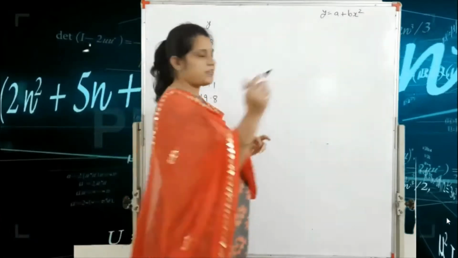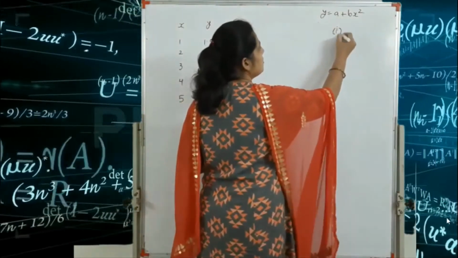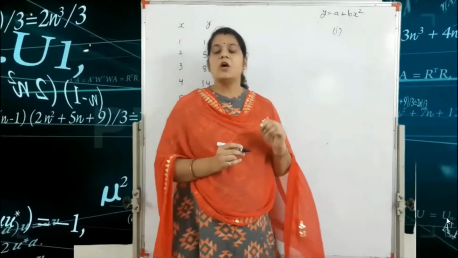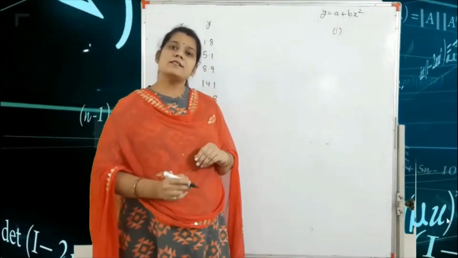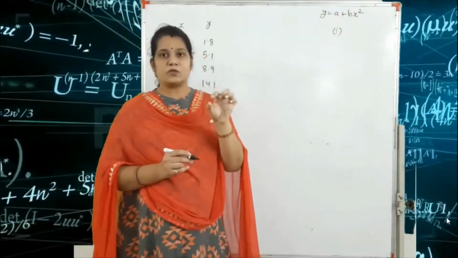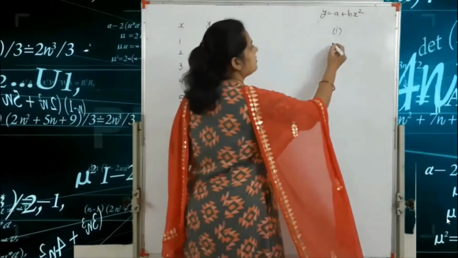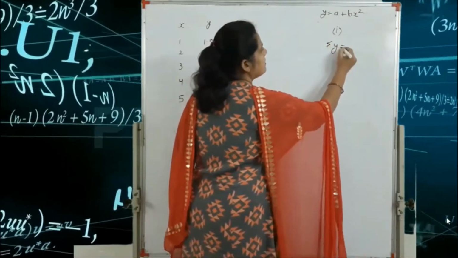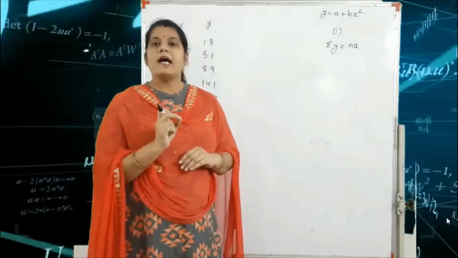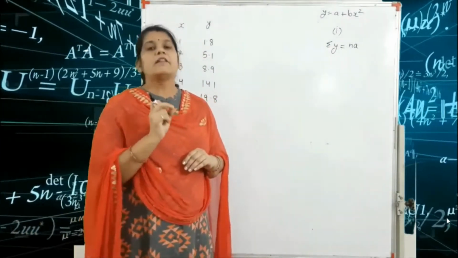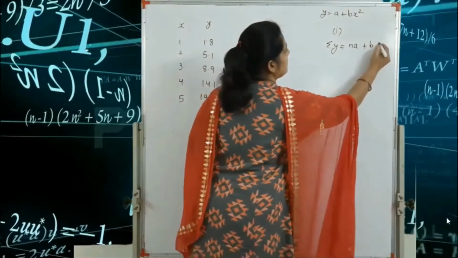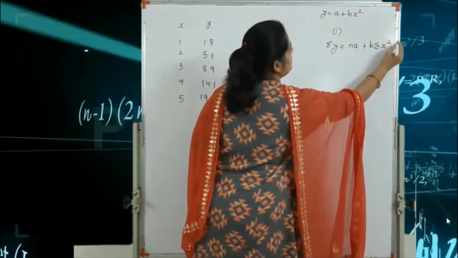So first we write the normal equations of the given quadratic equation. The first normal equation: we take the summation on both sides, because a is the constant and a is alone. So summation y is equal to n a, where small n is the number of terms, plus b summation x square.